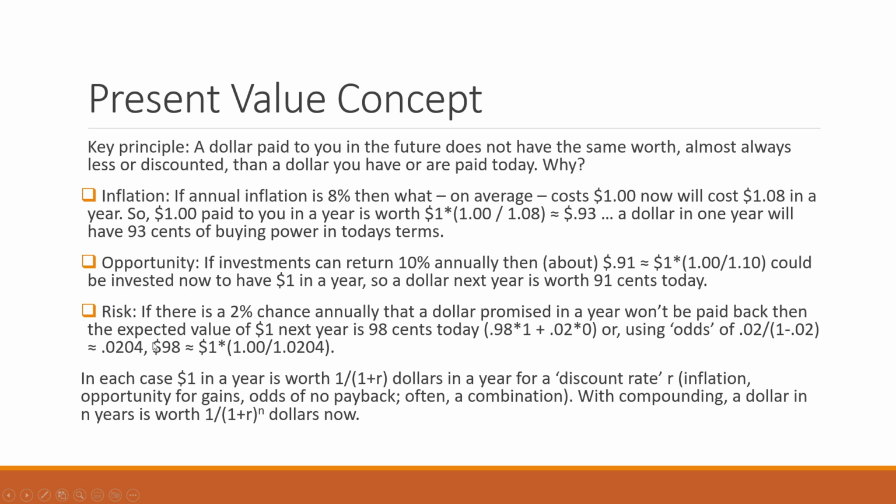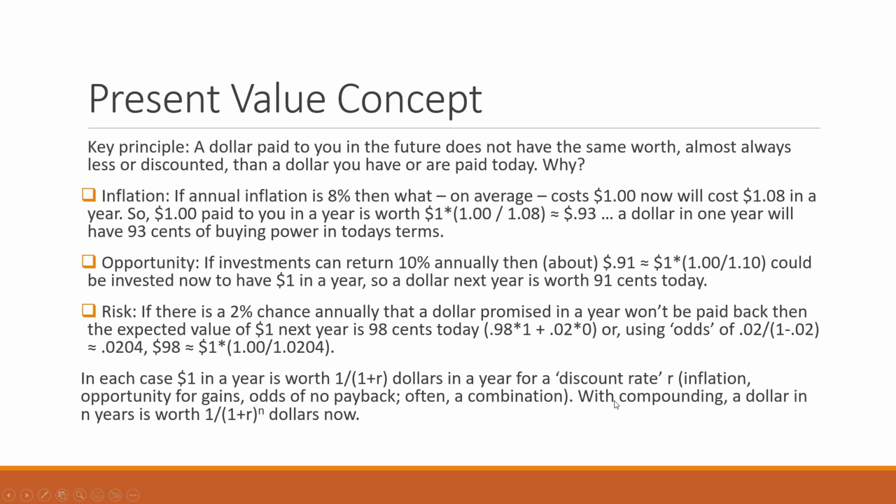Okay. So the important thing to realize is that in each case, $1 in a year is worth 1 over 1 plus R, for a generic rate where the discount rate is what R is. And it's inflation, opportunity for gains, odds of no payback, and often it's a combination, right? So that discount rate is an important thing to estimate. Again, in our examples, they'll tell us, oh, your discount rate is this. In real life, it's a bit of a project or a problem coming up with that.